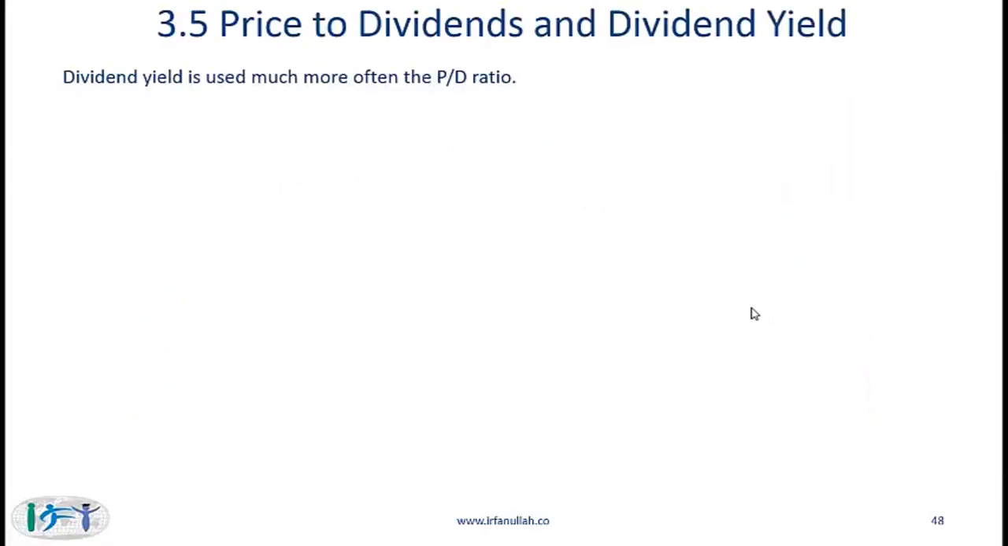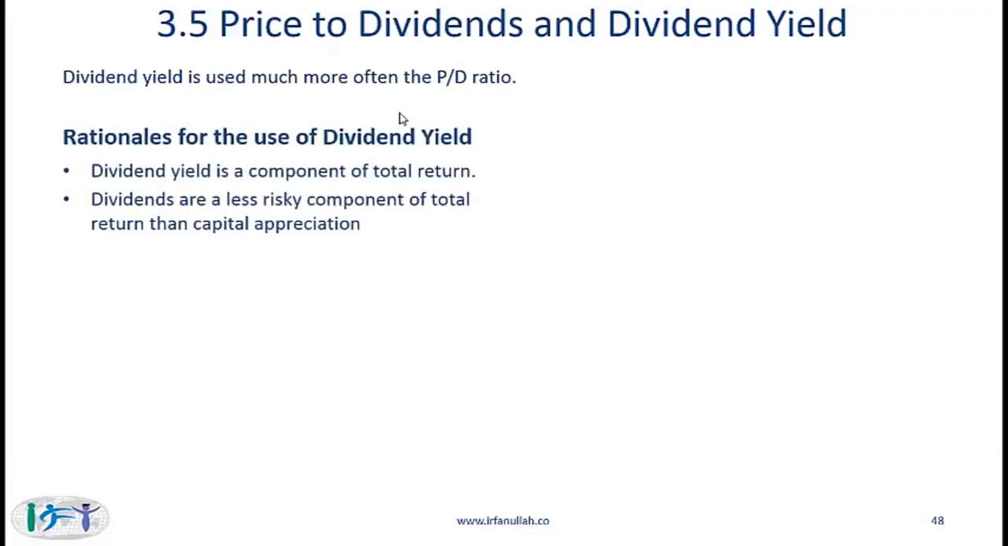The final one for section 3, which is dividends. Price to dividends, which is obviously the price divided by dividends, and dividend yield. Keep in mind that dividend yield is used much more frequently than price to dividend. And you might think this is straightforward, but there are a few important items to keep in mind.